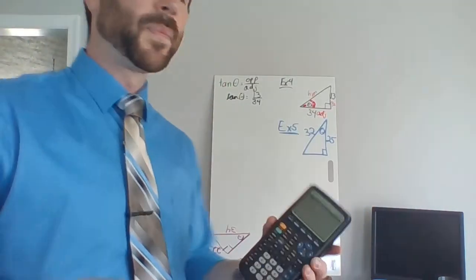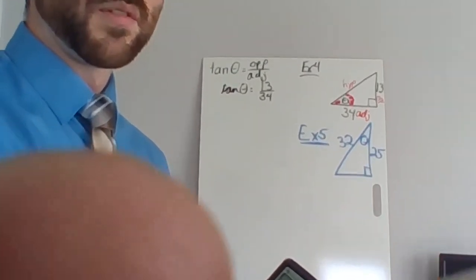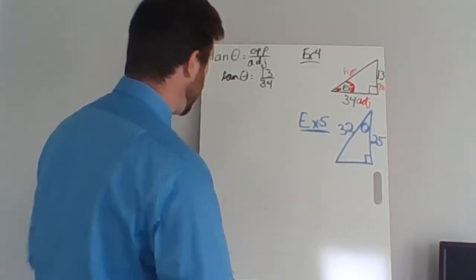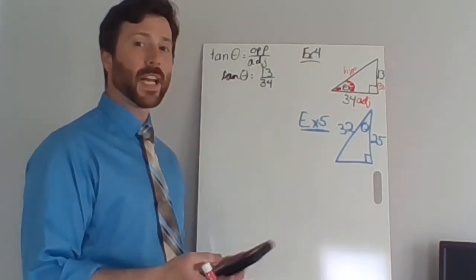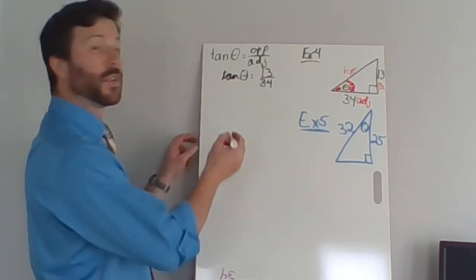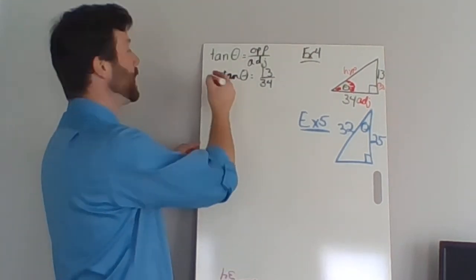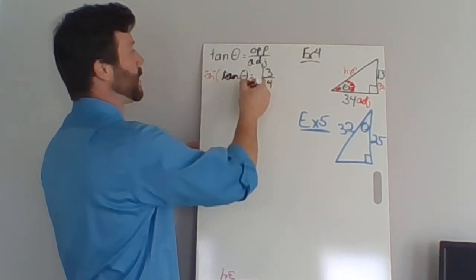Okay, now we can use that to find the missing angles. Okay, I want to get that theta out of the tangent. That's sine to the -1, cosine to the -1, tangent to the -1. That's called the inverse sine, cosine, and tangent. So what I'm going to do to get rid of this tangent is take the inverse tangent on both sides.